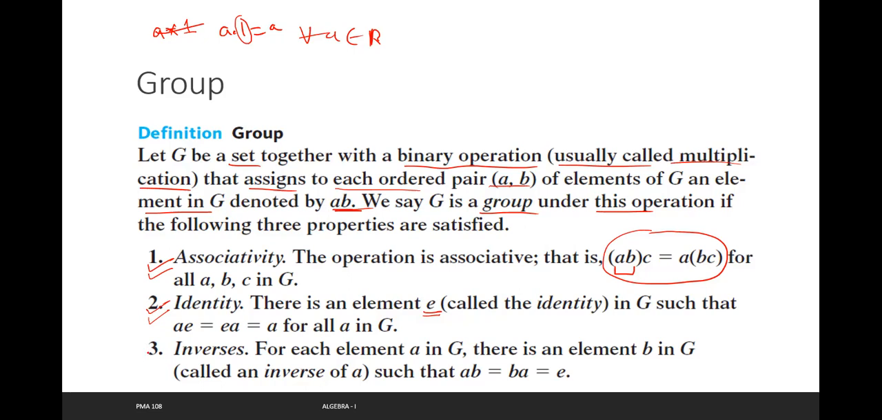And then you have the inverses. So the definition of inverses: for each element in G there is an element B in G such that this.